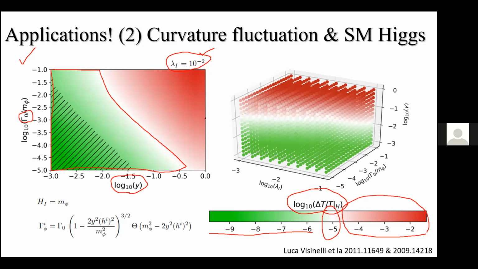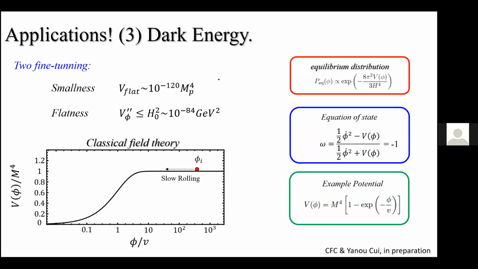Okay, so this one is another interesting example. Then the third one is where we consider the dark energy part. Before I start, I would like to give you a review of scalar dark energy. In most models, we face two fine-tuning problems. The first one: because the dark energy density is very small, the potential should be very small as well, much smaller than the Planck scale.